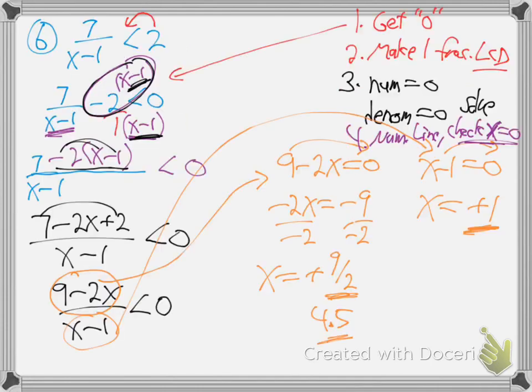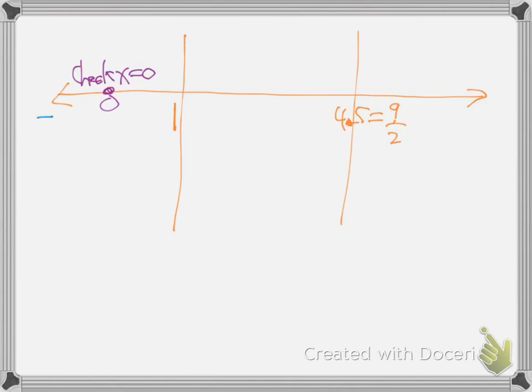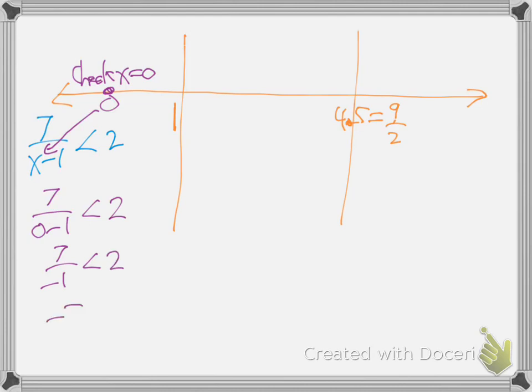So check it. Check it with what? The original. So 7 over x minus 1 less than 2. Let's put the 0 in there. We get 7 over 0 minus 1 less than 2. 7 over negative 1 is less than 2. That's negative 7. Negative 7 is less than 2. Is that true? Yeah, that's true. True, which means this is false, and this is back to true.